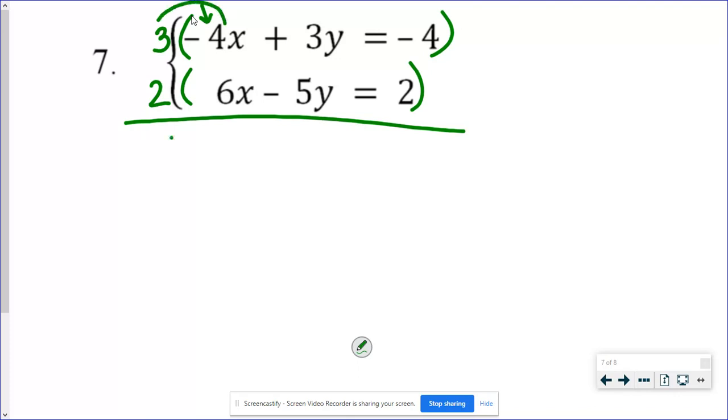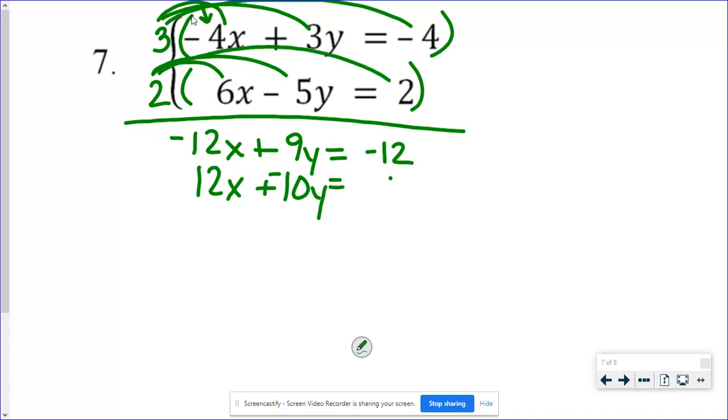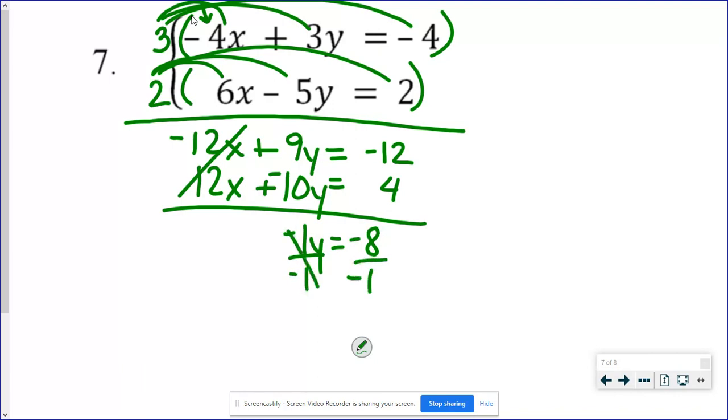So the first equation is going to be negative 12x plus 9y equals negative 12. Second equation, 12x, that's what we wanted, minus 10y, or plus a negative 10y, equals 4. X's are gone. 9y, negative 10y, that's a negative 1y. Negative 12 plus 4 is a negative 8. And then we'll divide. So y is 8. Now that I know that, I need to find the x.